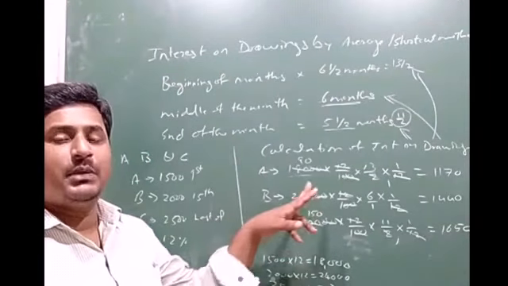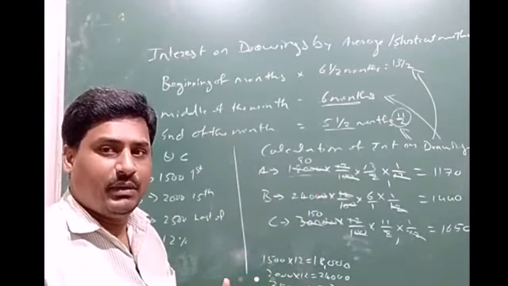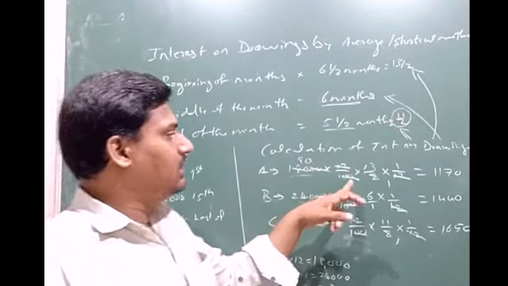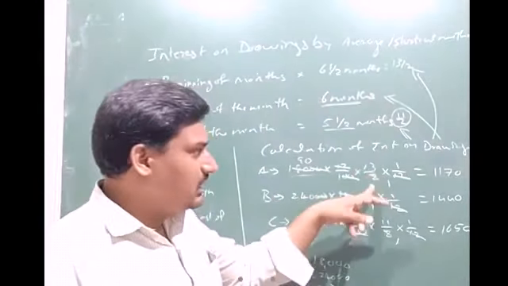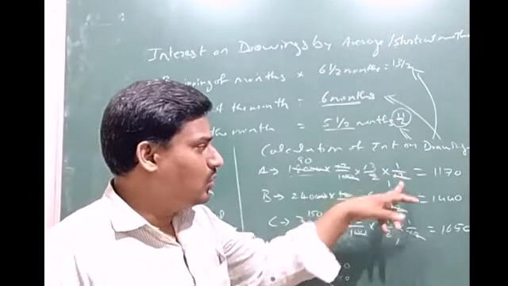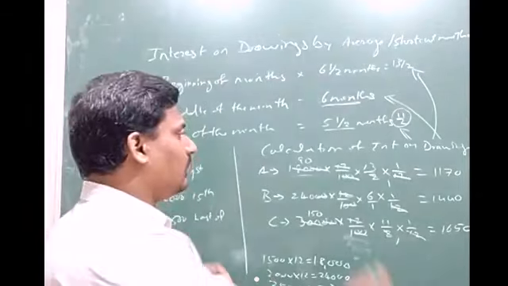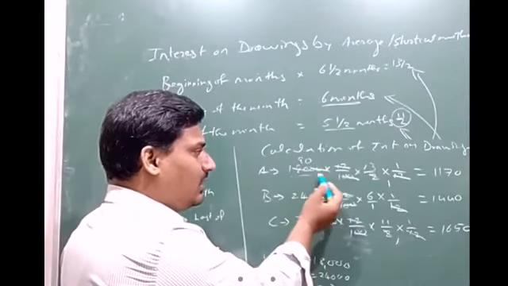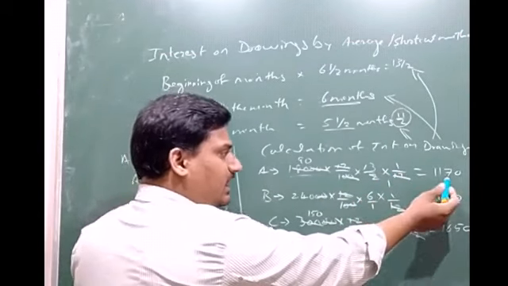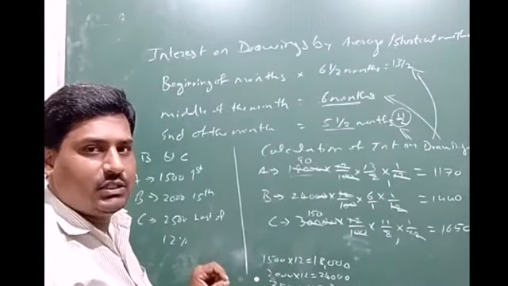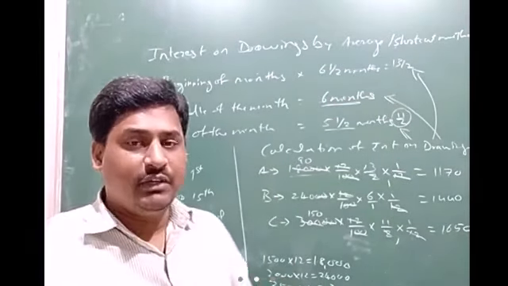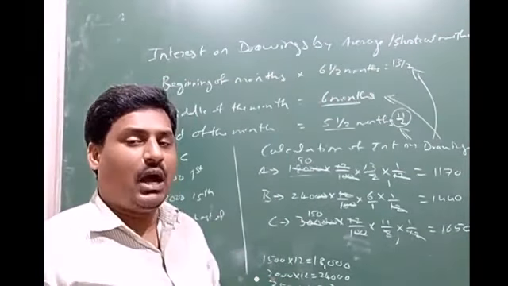So interest on all three partners. The first partner withdrew on the 1st of every month, so his interest is calculated for an average of 6.5 months, that is 13 divided by 2 into 1 divided by 12. So 18,000 into 12 by 100 into 13 by 2 into 1 divided by 12, we get 1170.